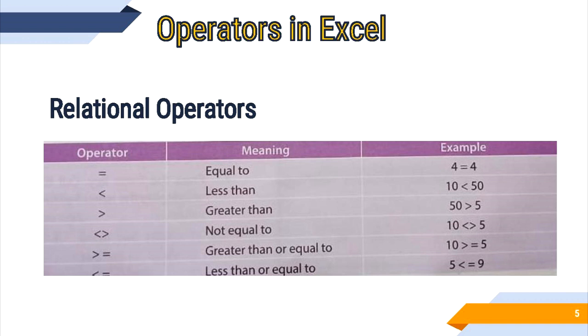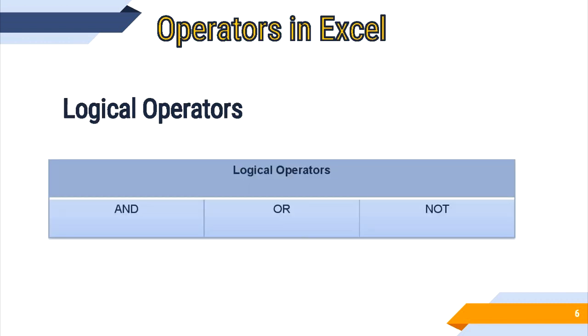Next one, the last one, is less than or equal to. 5 is less than or equal to 9. So 9 is the greater number, I mean to say the big number, and 5 is the smaller number. So 5 is lesser than 9, so the condition is true. And the third operator is the logical operator.